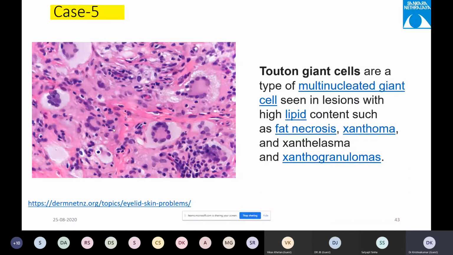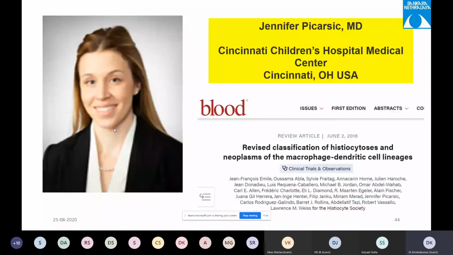And this is Dr. Jennifer Picarsi. She is a very eminent pediatrician and pediatric pathologist. She has done wonderful work on histiocytic disorders, and her team has come out with targeted therapy and molecular classification of histiocytic disorders. Now, whenever you see a histiocytic disorder like Langerhans histiocytosis or xanthogranuloma, personalized medicine has a very important role. She has done RNA sequencing and identified many mutations and pathways so that there are targeted therapies for histiocytic disorders. So she is Jennifer Picarsi.